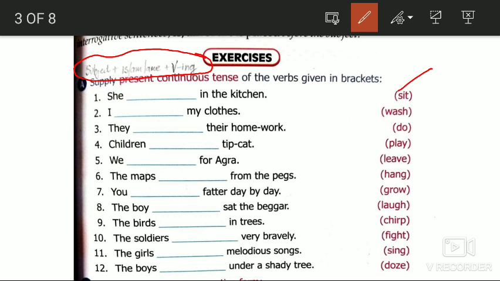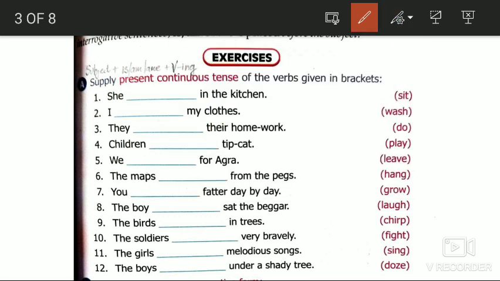In number 1, you have the verb sit inside the bracket. She dash in the kitchen. She is singular. She is, verb you have sit. She is sitting in the kitchen.